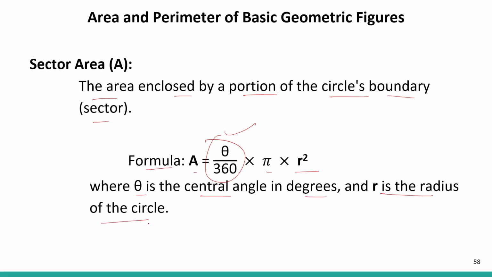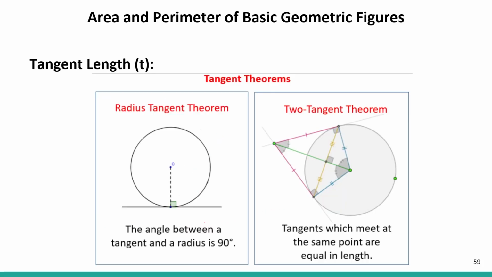Okay, so the area enclosed by a portion of the circle's boundary is called a sector, and the formula is A is equal to theta by 360 into pi r square, where theta is the central angle in degrees and r is the radius of that circle.